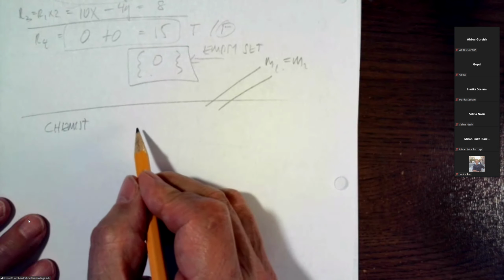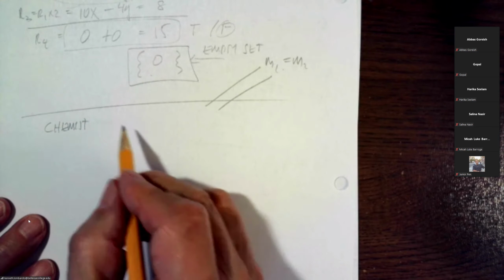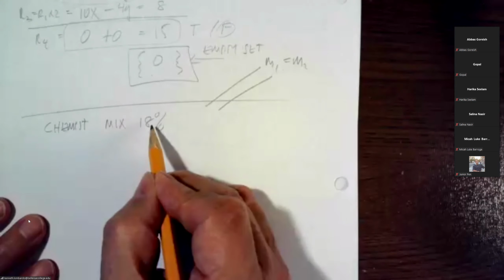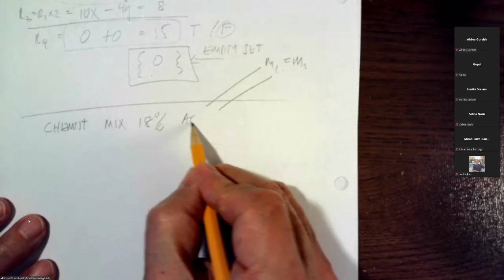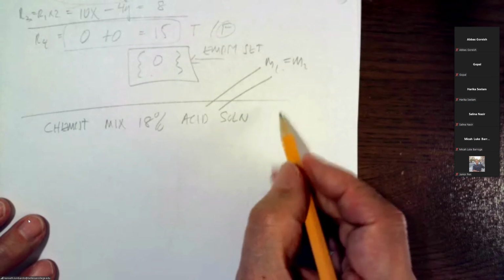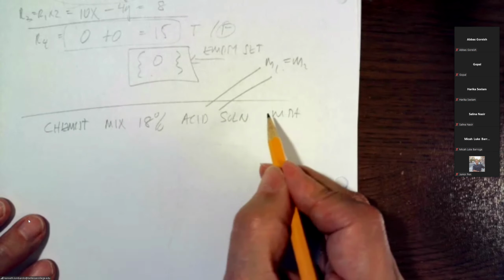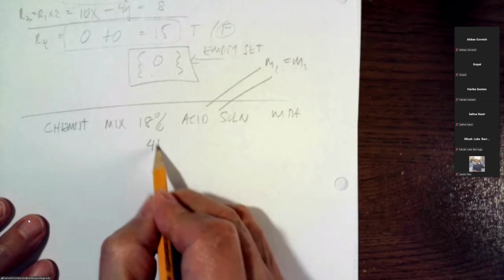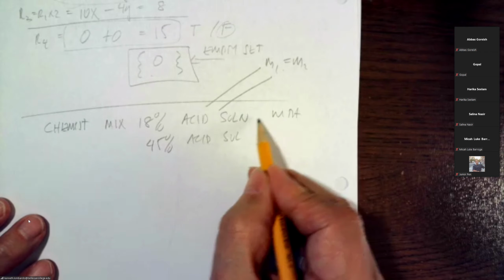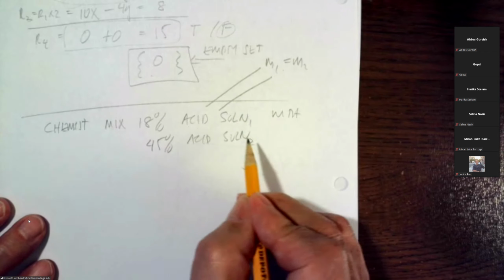Some of you might be going into chemistry, and you might need to mix an 18% acid solution with a 45% acid solution. Maybe that's solution 1 and maybe this is solution 2.